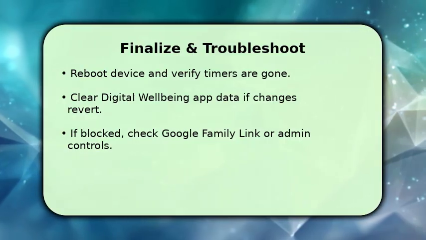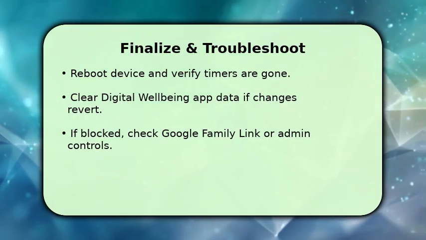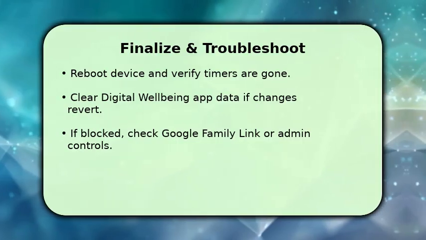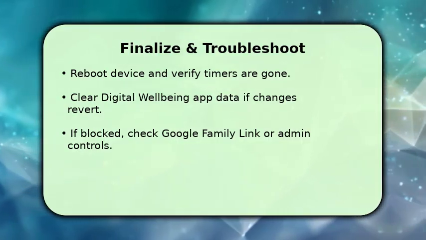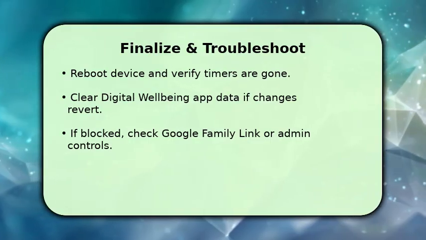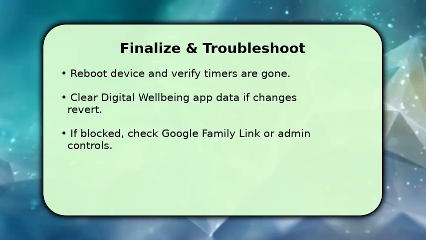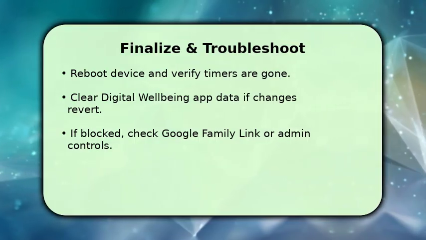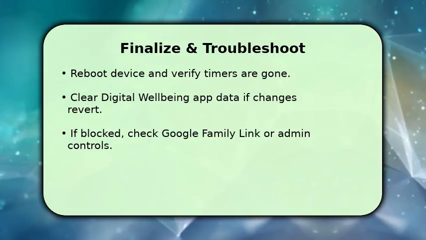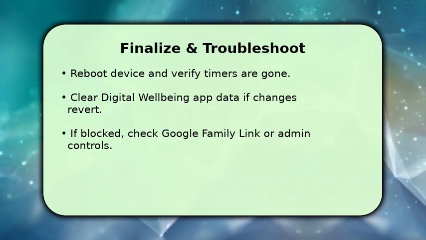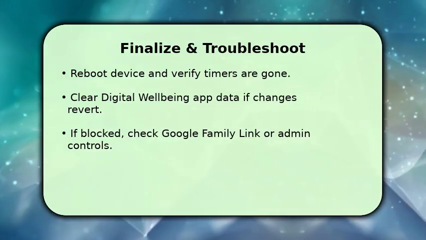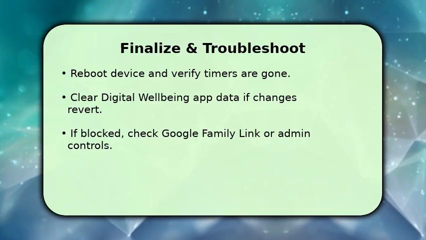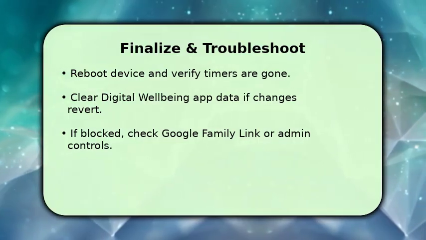If any timer reappears, clear the Digital Wellbeing app data in Settings, Apps, Digital Wellbeing, Storage, then reapply the removal steps. If changes are still blocked, check Google Family Link or Enterprise Device Admin. These tools can enforce limits. If necessary, remove the supervising account or contact the admin. As a last resort, backup.